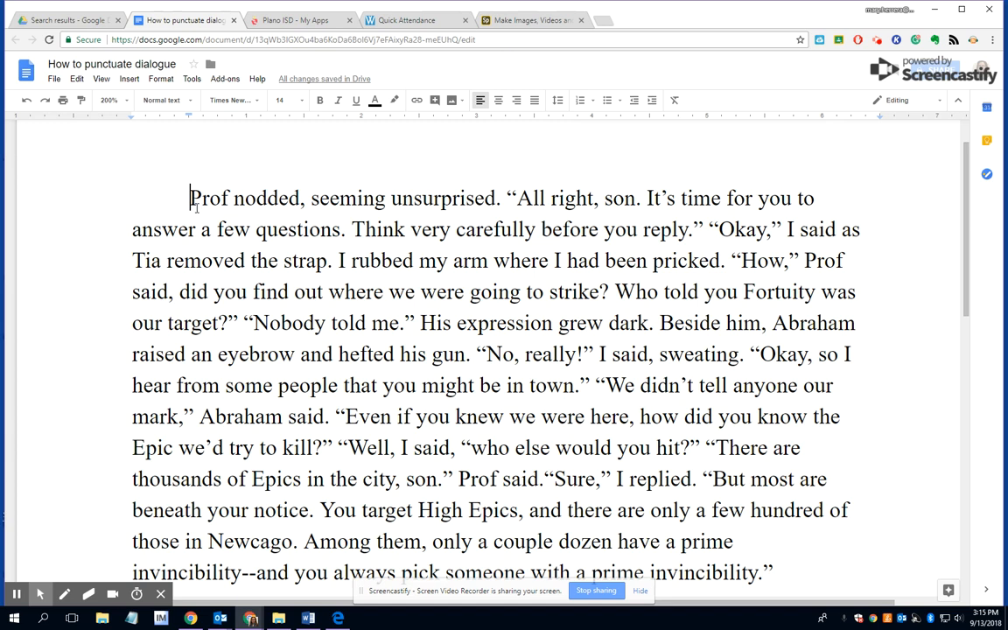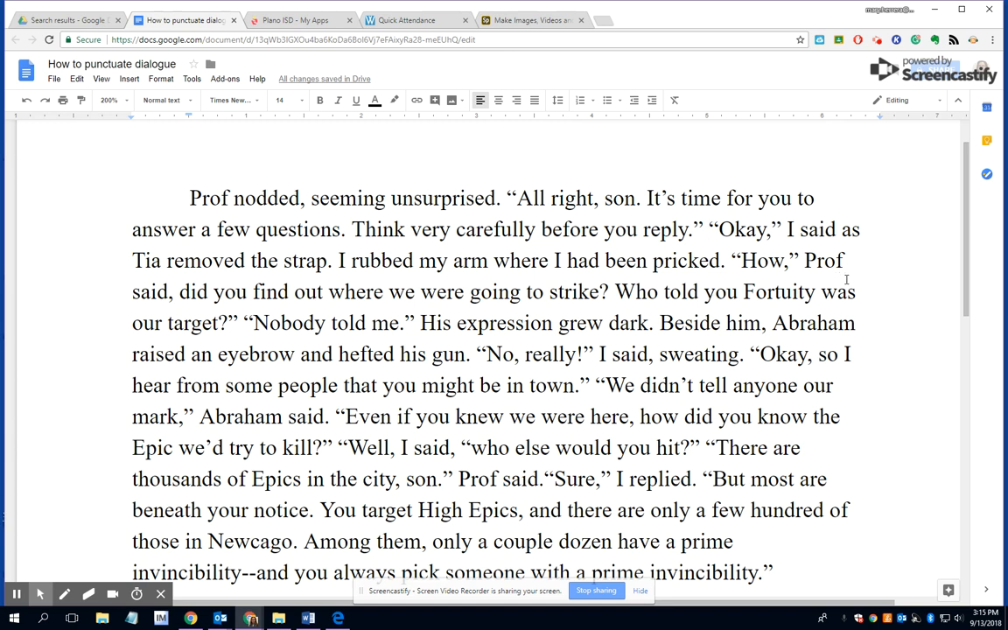Now, I'm going along. Prof nodded. Prof is the name of a character. It's short for professor. And this is from Steelheart by Brandon Sanderson. So I copied a section of his text. So Prof nodded, seeming unsurprised. All right, son, it's time for you to answer a few questions. Think carefully before you reply.